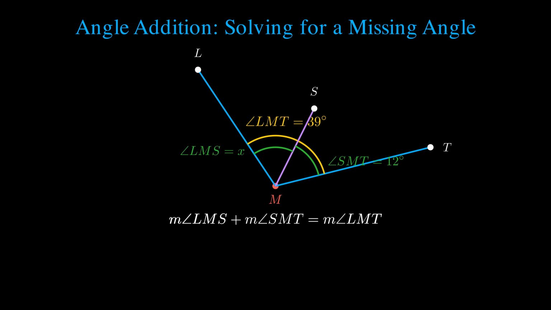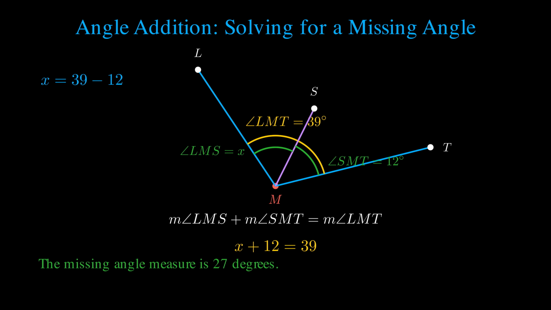Because the big angle is made of these two smaller angles, we can write an equation. The first small angle plus the second small angle equals the whole angle. So we write x plus 12 equals 39. This equation comes directly from the diagram. Now we solve for x. To isolate x, we subtract 12 from both sides. So we get x equals 39 minus 12. And 39 minus 12 equals 27. So the missing angle measure is 27 degrees. And that gives us the size of the unknown angle.